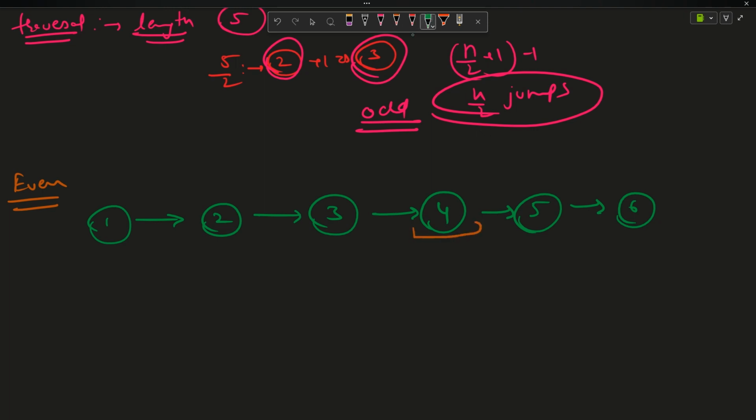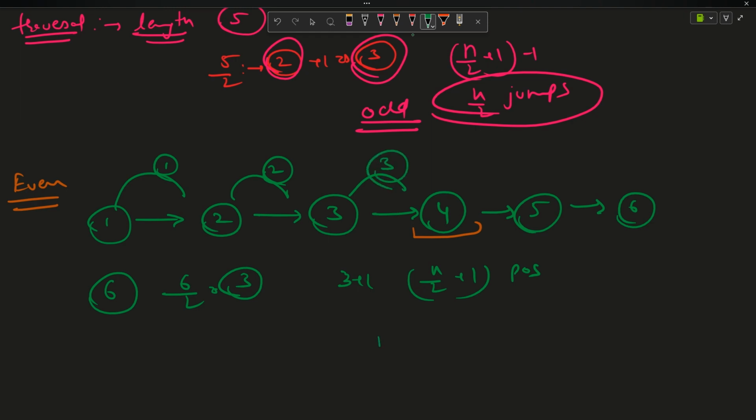The length of the linked list is 6. So 6 by 2 is equal to 3. Right? What is the position? My position is 4, that is 3 plus 1. That is n by 2 plus 1 is my position again. And again, 1 jump, 2 jump, 3 jump. That is position minus 1, that is n by 2 jumps. No problem in this, right? N by 2 jumps and n is the length. Length by 2 jumps, right?